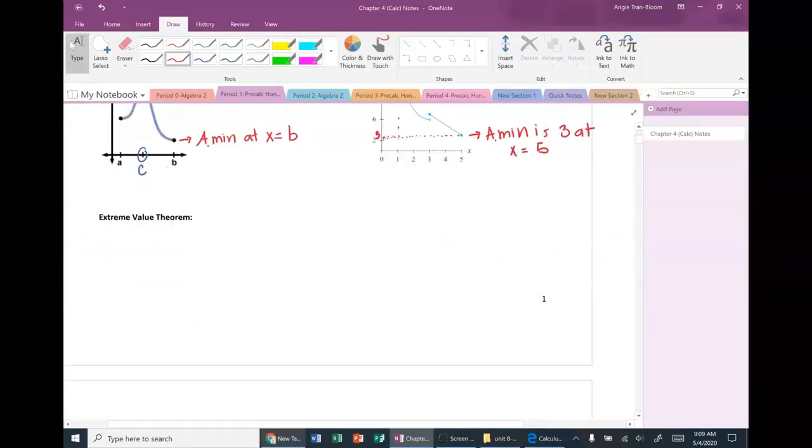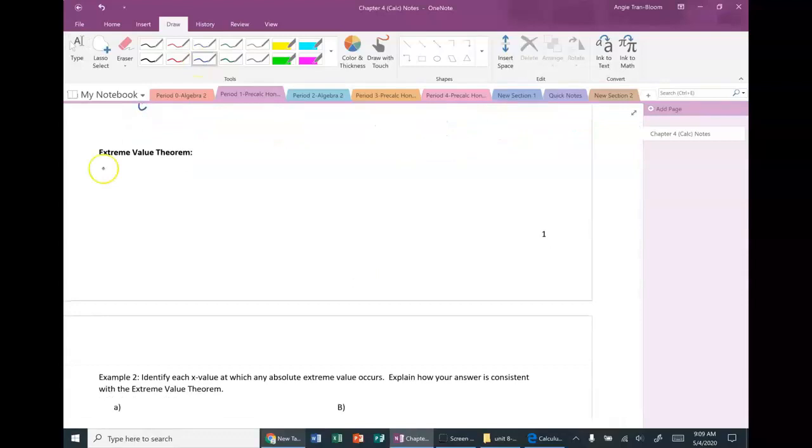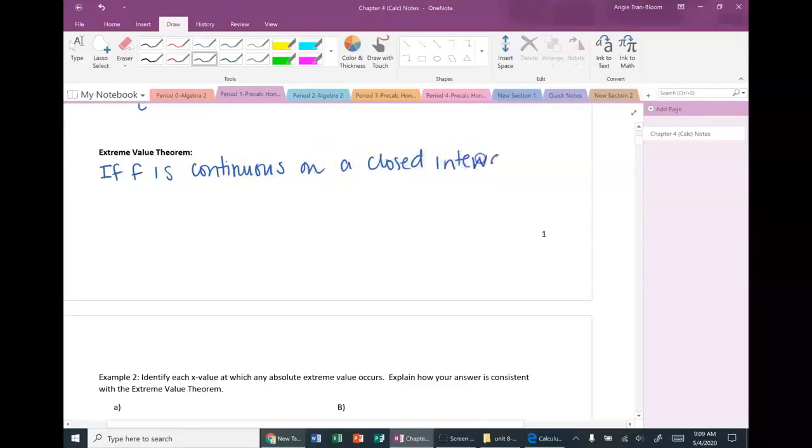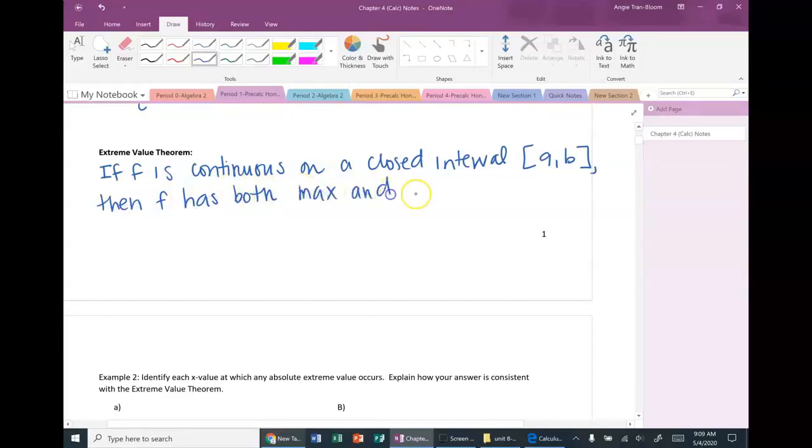We have our next definition, which is the extreme value theorem. The extreme value theorem states, if f is continuous on a closed interval, let's call it all the way from a to b, then f has both a max and a minimum value on the interval a to b. So that means it's continuous from a to b.